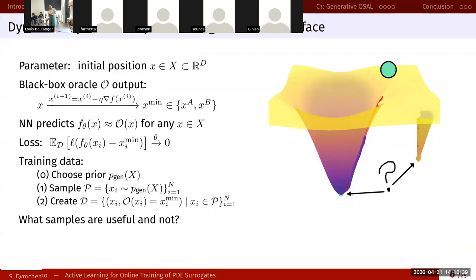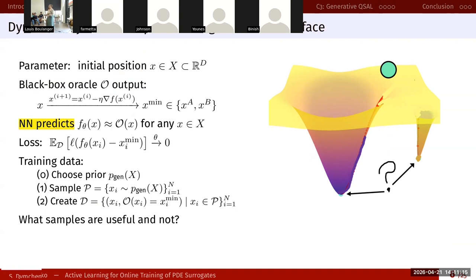Let's take a look at this simple dynamical system, toy example. You have a ball placed somewhere at the starting position, somewhere on the surface. Then you have a black box oracle, which would provide you the outcome of the system where the ball rolls on this surface. So the final position of the ball, in this case, one of these two bits. The task is to train the neural network to mimic this behavior to predict the outcome of the ball rolling from some specific starting position.